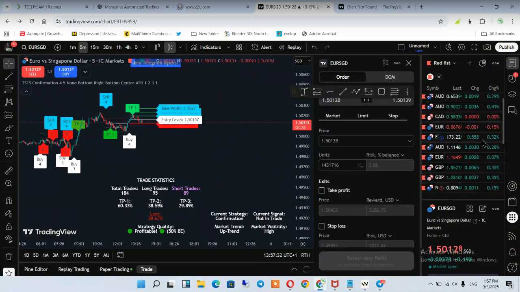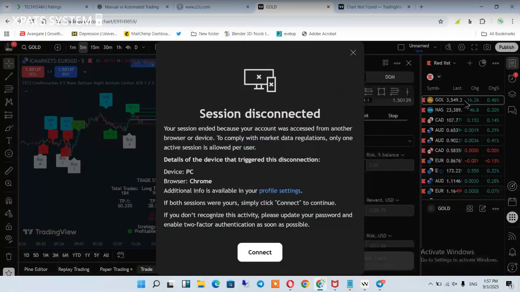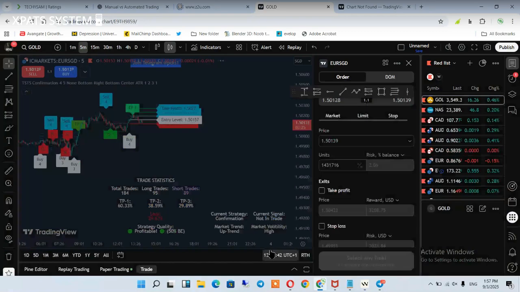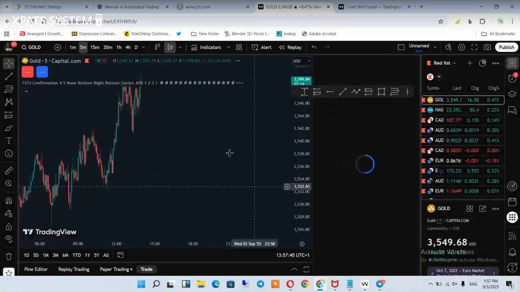TP1 already hit. Let's check. Are we good on gold? Why? That must be my other device. Let me see. If I connect, must be my other device. Yeah. So let's go. Gold.